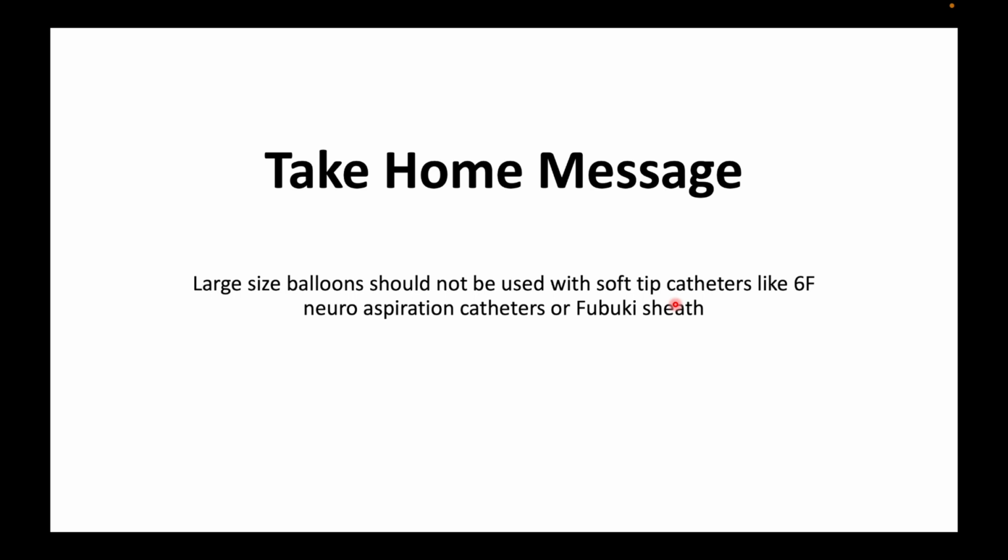We will either take an 8 French multi-purpose guide catheter, or we will take a 6 French 90 centimeter Destination sheath, and we deal with it, or even a balloon tip guide catheter. These are all fine, and even a 5 French balloon can easily be used and brought back, but not with the Fubuki sheath or the neuroaspiration catheters.